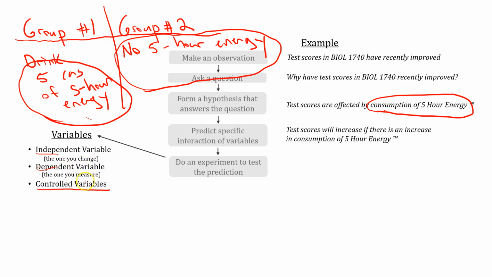In the ideal scientific experiment, everything between the variations of the independent variable will be exactly the same. Okay, so what I mean by that is group 1 and group 2, apart from the change in the independent variable, which is the consumption of 5-hour energy, everything else should be exactly the same. So like group 1 and group 2, here's a couple examples of controlled variables. The group 1 and group 2, they should all have the same test administered.